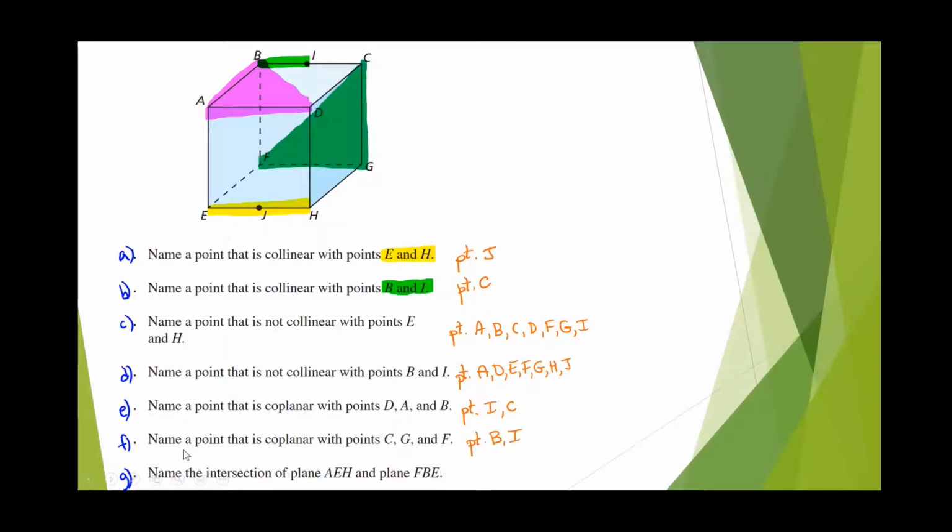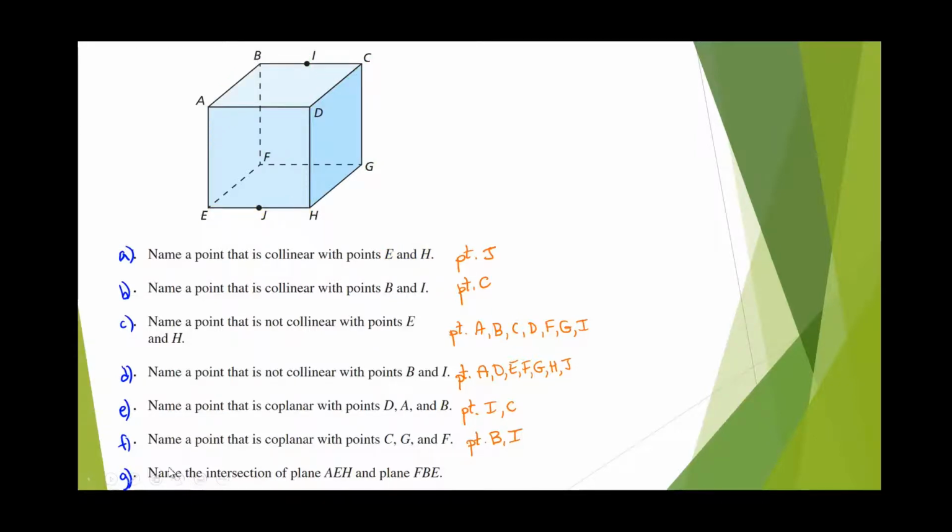F, name a point that is coplanar with CGF. So CGF, again, draw a triangle, shade it in. So this indicates the back face of this box. So B and I are also going to be on the same plane as C, G, and F.